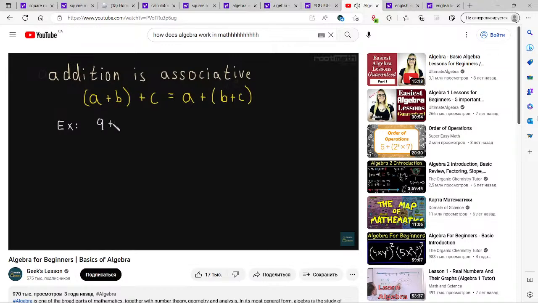So let's see an example. 9 plus 3 plus 5. And we'll do 9 plus 3 as a group. Well, this is equal to 9 plus the group 5 plus 3, or 3 plus 5. So 9 plus 3 is 12 plus 5, and then on the other side we're going to get 9 plus 8. 12 plus 5 is 17, 9 plus 8 is 17, and so we can see the associative property in action. Doesn't matter where we put the parentheses.